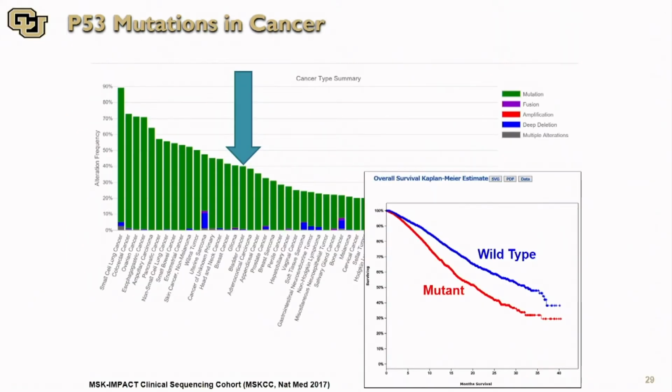So this is an example of the data from the IMPACT study, which was done at Memorial Sloan Kettering, and they've sequenced almost 10,000 patients for a variety of genes. But this is the data on P53, and this is the Kaplan-Meier curve of survival.